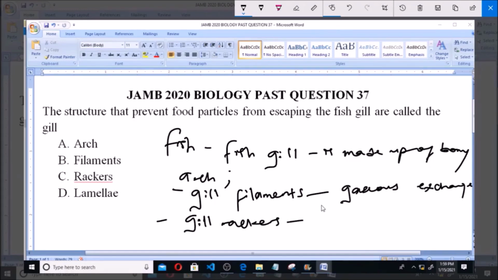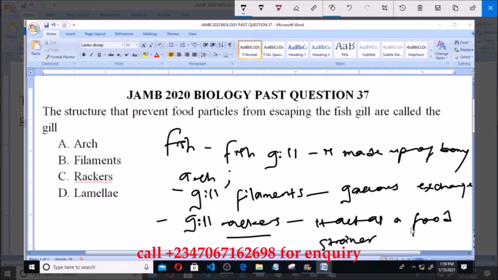Then the gill rakers is the part of the gill that acts as a food strainer. That is, it prevents the movement of food in or out of the gill. So gill rakers is responsible for the function of preventing food particles from escaping from the fish gill. So the answer to this question is option C, gill rakers.